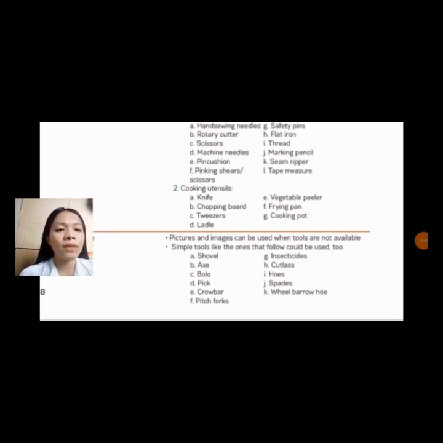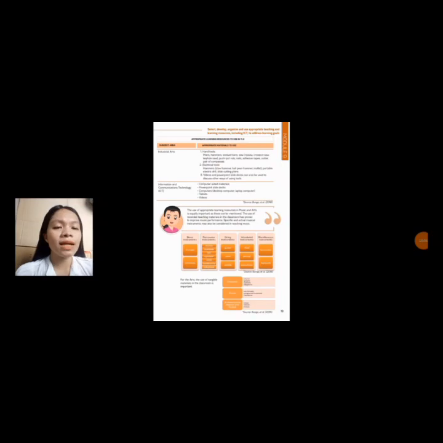So next, pictures and images can be used when tools are not available. Simple tools like the ones that follow could be used too. A. Shovel. B. Axe. C. Bolo. D. Pick. E. Crowbar. F. Pitchfork. G. Insecticide. H. Cutlass. I. Hose. J. Spades. K. Wheelbarrow hoe.